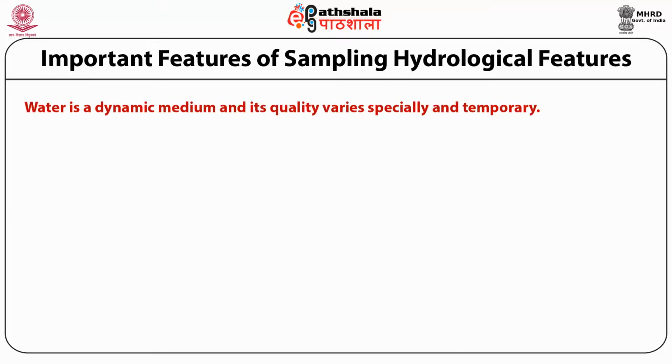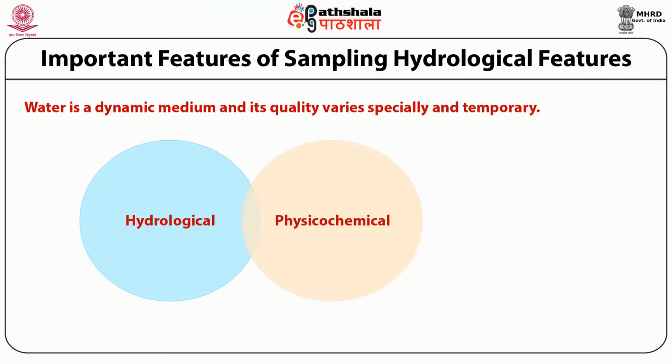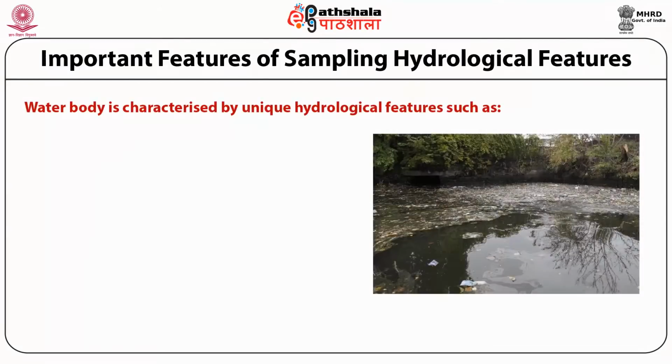Water is a dynamic medium and its quality varies spatially and temporally. In order to characterize any water body, studies on the major components like hydrological, physicochemical, and biological characteristics should be assessed or carried out prior to the analysis of any wastewater or water sample. The important features of sampling include the hydrological feature. First of all, we discuss the hydrological feature of any water body.